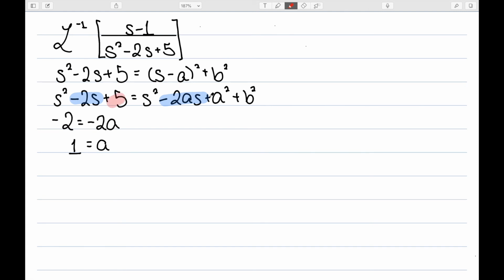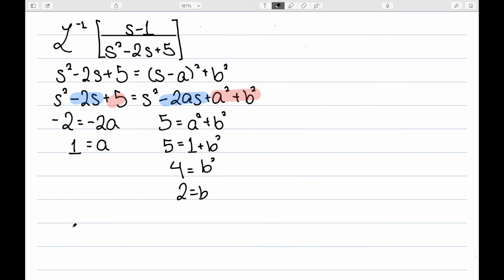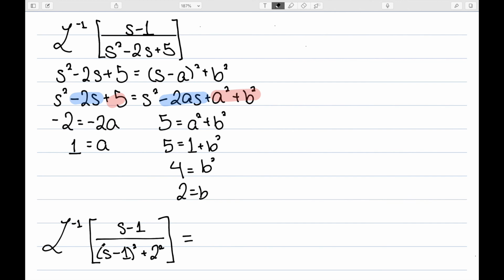And if I look at my constants, we have that 5 is equal to a squared plus b squared. We already know that a is 1. So that tells me that b squared is equal to 4. From there, we get that b is 2. So I'm going to rewrite this transform as the inverse transform of s minus 1 over s minus 1 squared plus 2 squared. And so let's see if we can find something like this on our table.